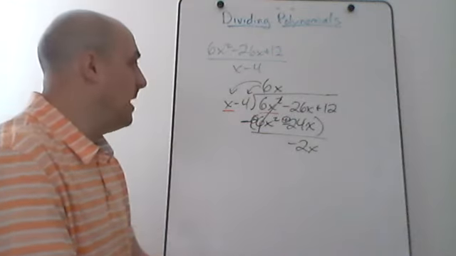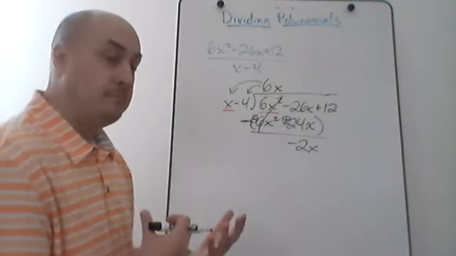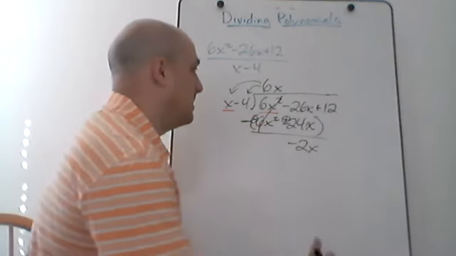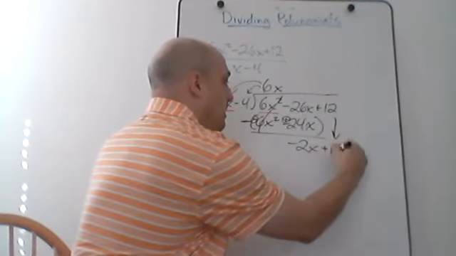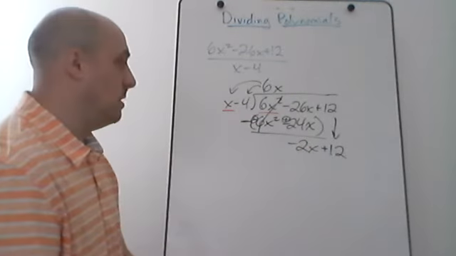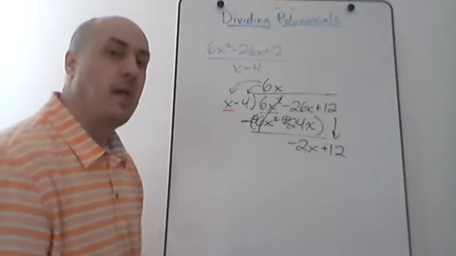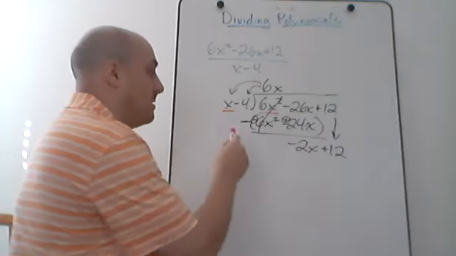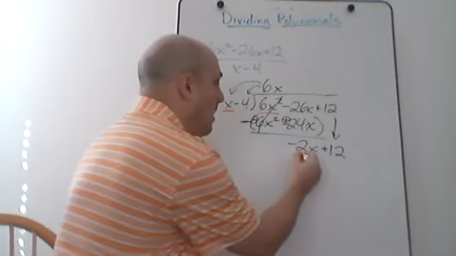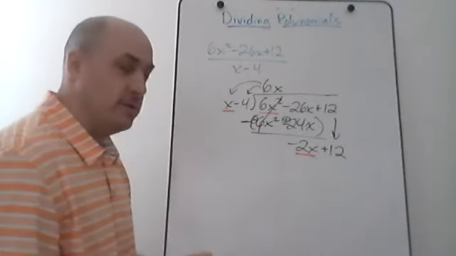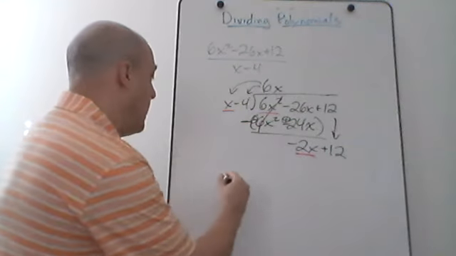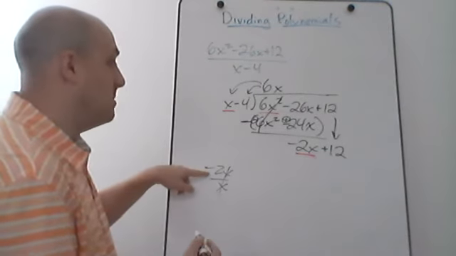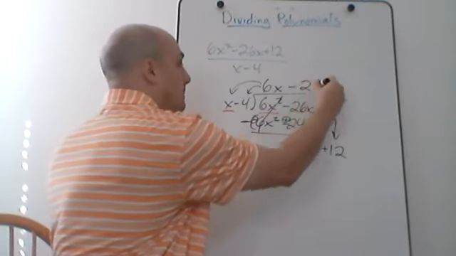So I come up with a negative 2x, and then, just like when I'm dividing with real numbers, after I do that subtraction, I bring down my next thing. So I bring down that plus 12, so I end up now with a negative 2x plus 12. And then I repeat the process. I take my first term out here, the x again, and then whatever's left down below, I only look at the first term of that, which is the negative 2x. Once again, I do negative 2x divided by x, and the x's cancel out, so that gives me a minus 2. That's what I write up here.